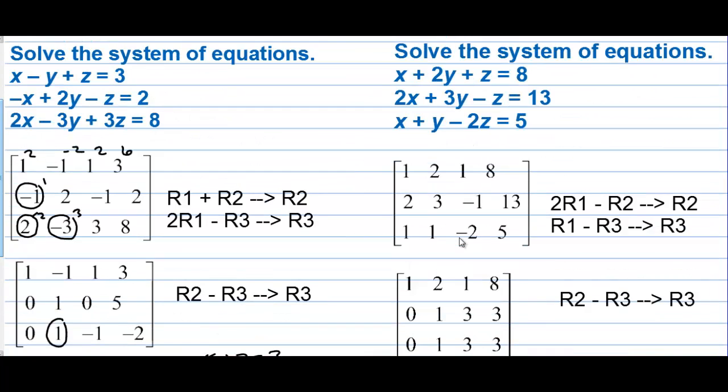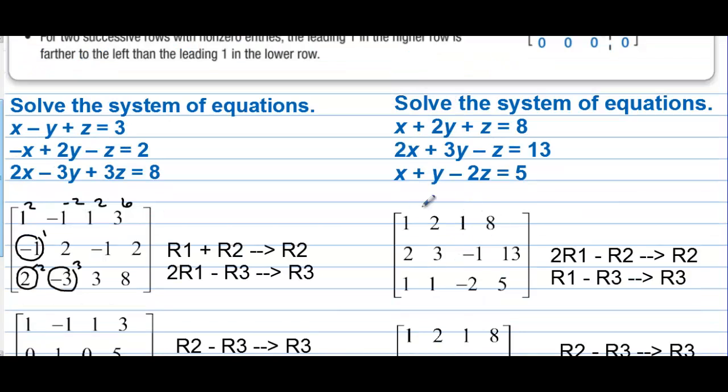Let's go over to the other one to the right, and we're going to write this as a matrix. There's all the values. We need this first 0 right here. So we're going to take 2 times row 1, subtract row 2, and then just replace row 2. And while we're at it, we can take row 1 minus row 3 and replace row 3. So we can get our first and second 0 there in one shot.